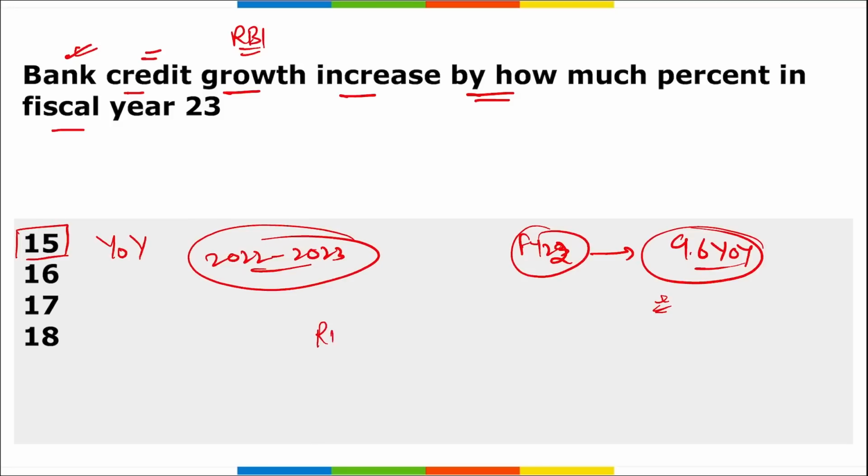If we talk about RBI, the governor is Shaktikant Das. There are 4 deputy governors. Headquarters is in Mumbai, Maharashtra, and RBI was established on 1st of April 1935.